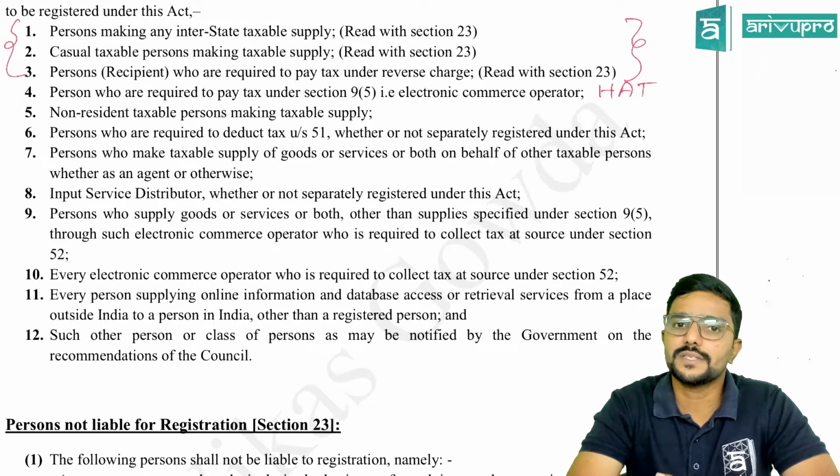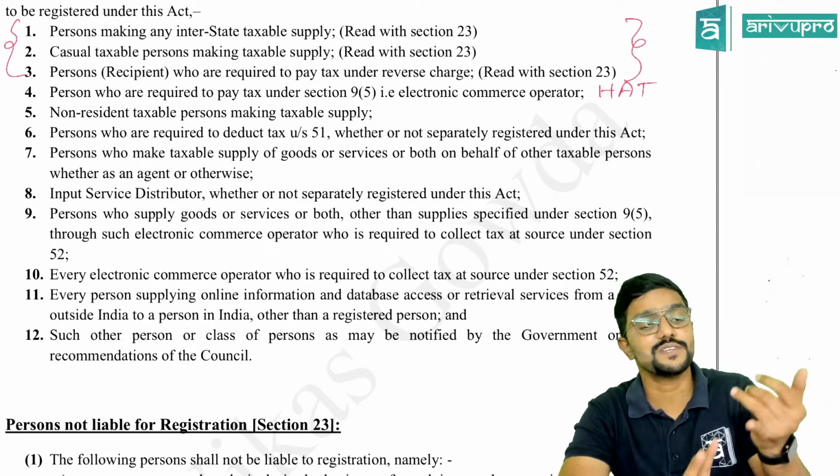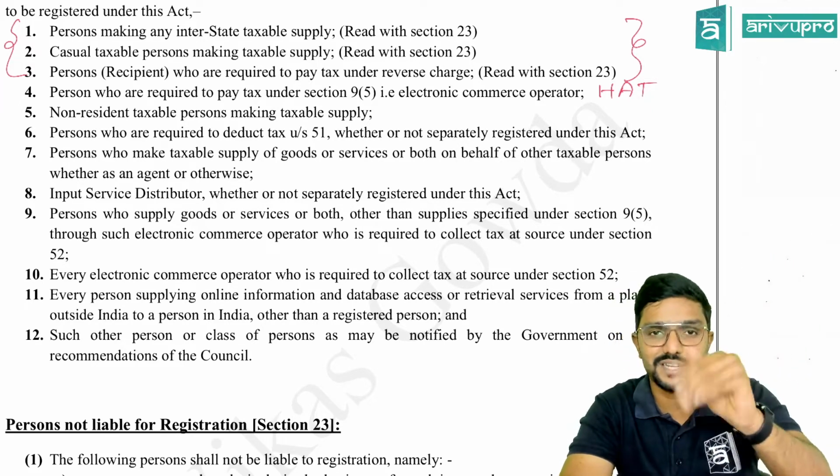So whoever is supposed to deduct TDS under section 51 of CGST, not income tax. In income tax also there is a provision, TDS, TCS provision. They are not talking about that here.